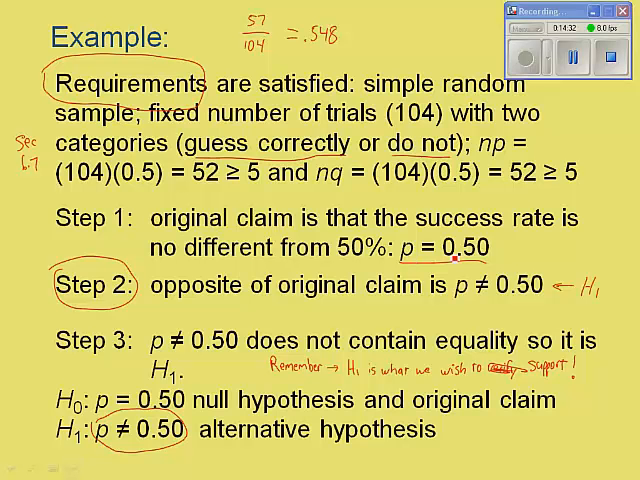The original claim was P equals 0.5, right? We said we can't support that because it's an equals. So instead we do the opposite: P does not equal 0.5. We're going to try and support that. So H naught then becomes P equals 0.5, the null hypothesis.